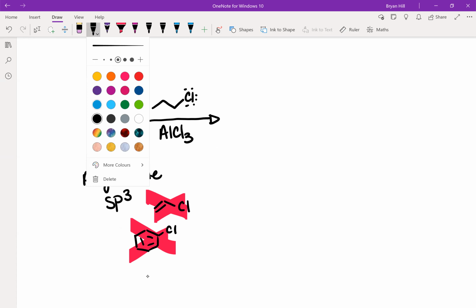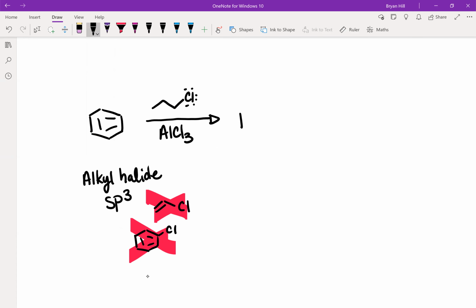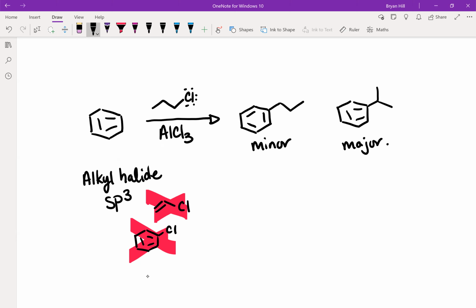And so during last class, if we were looking to form this compound, this turned out to actually be the minor compound. And this one here was the major. And that was because the intermediate, which was a carbocation, undergoes a rearrangement to a more stable form. And this is the electrophile.